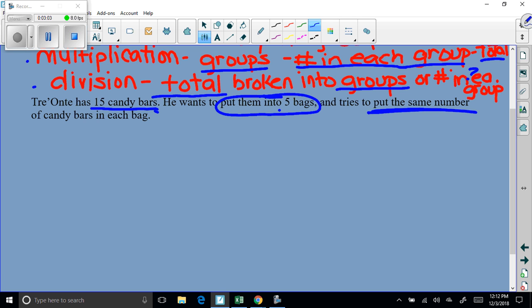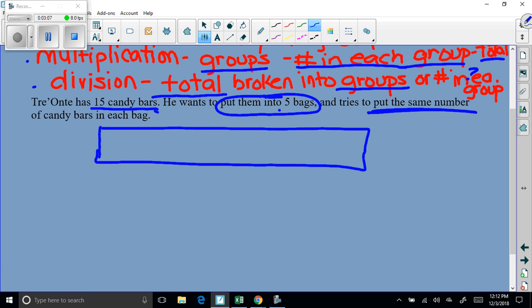So in order for me to solve this, the first thing I want to do is draw a picture. And here's a tape diagram. I know that I have 5 bags. So I'm going to make 4 lines, 2, 3, and 4. That'll give me 5 spaces. And I know that I need to share 15 candy bars equally. So for this portion, I know that I'm going to put 1 in each group as if I'm dealing out cards until I get to the total. So I'm going to do that now. So 1, 2, 3, 4, 5.